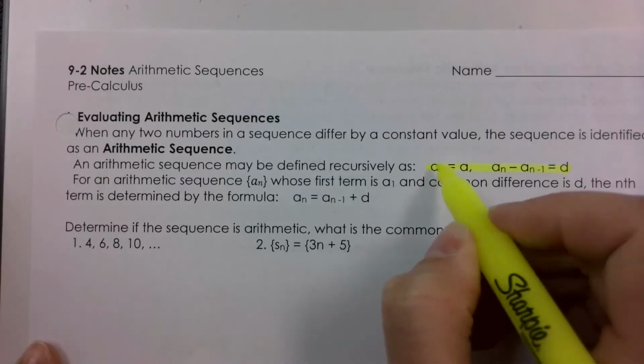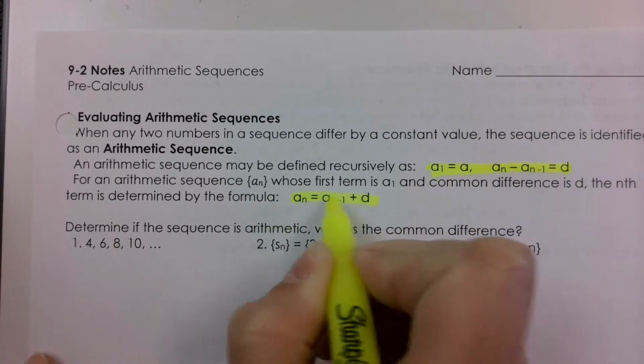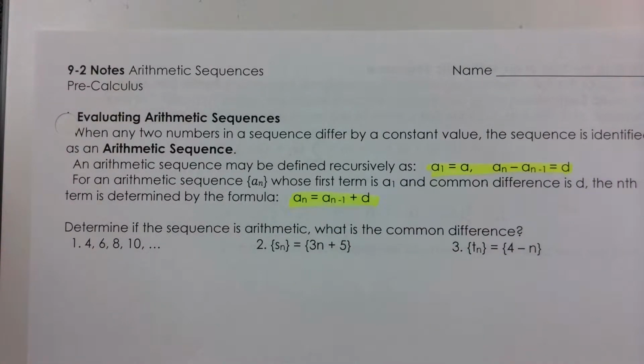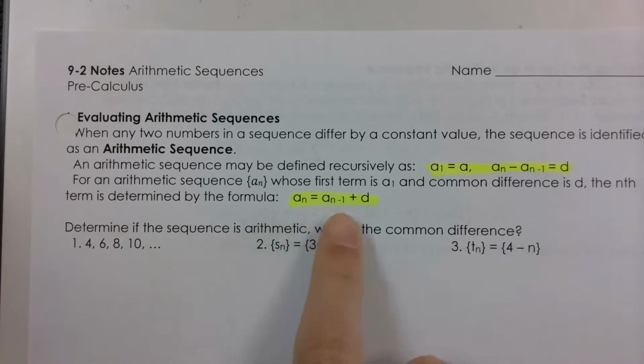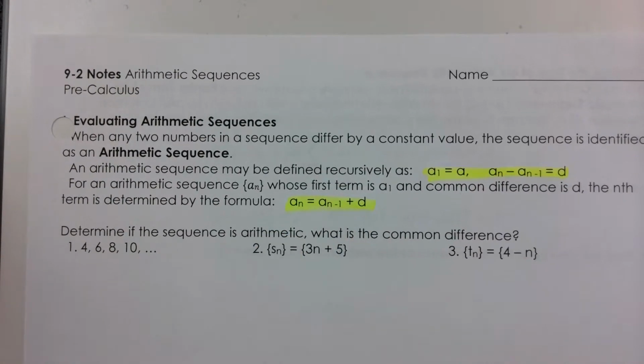So again, if it's a recursive function, that means that you're using the one before it to get to the next term. So that's what this is saying. You take what you have now, add whatever your common difference, that's what they say the D is, and then that'll give you your next term. So yeah, that's that. Are you all right?